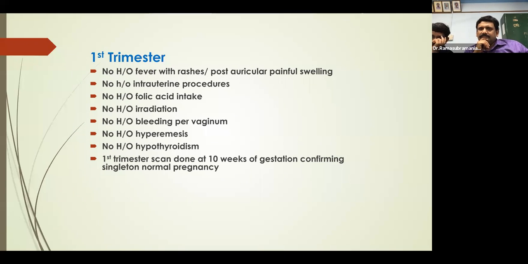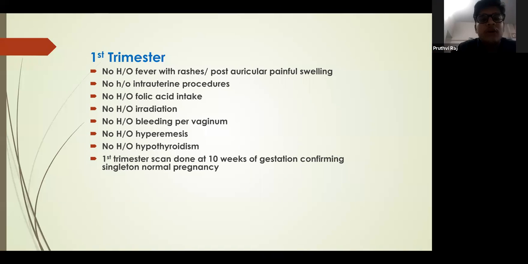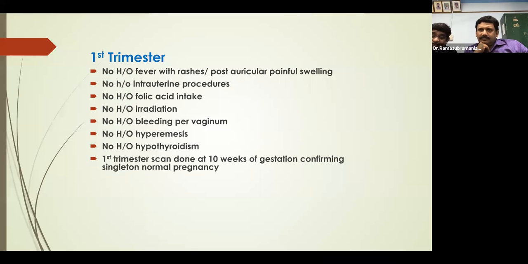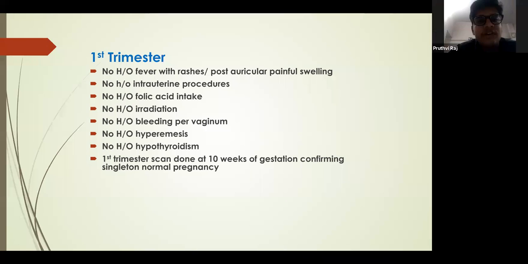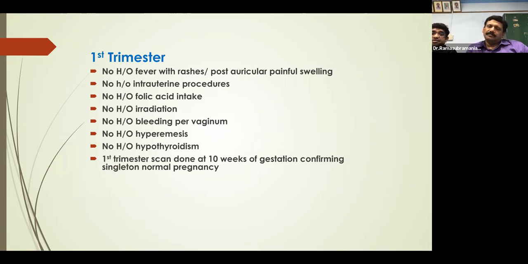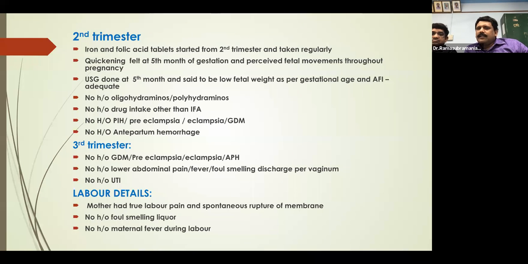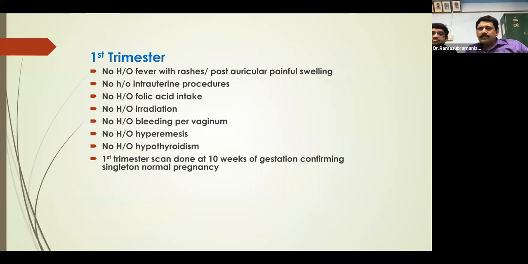Now, why did you ask for fever with rashes here in first trimester? Sir, to rule out rubella infection, maternal rubella. Any intrauterine infection. One of the causes of developmental delay in a child, right? Okay. Yes, sir. So first trimester scan done at 10 weeks. Okay. Proceed. Second.